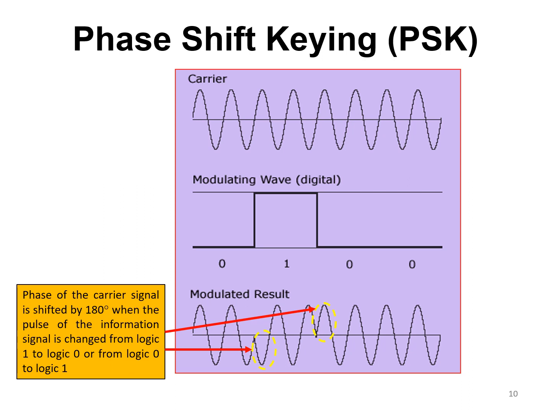Phase shift keying is a modulation technique where the phase of the carrier signal is shifted by a certain amount of angle when the pulse of the information signal changes from logic 1 to logic 0 or from logic 0 to logic 1. Based on the modulated result, we can see that the phase of the carrier signal is shifted by 180 degrees.